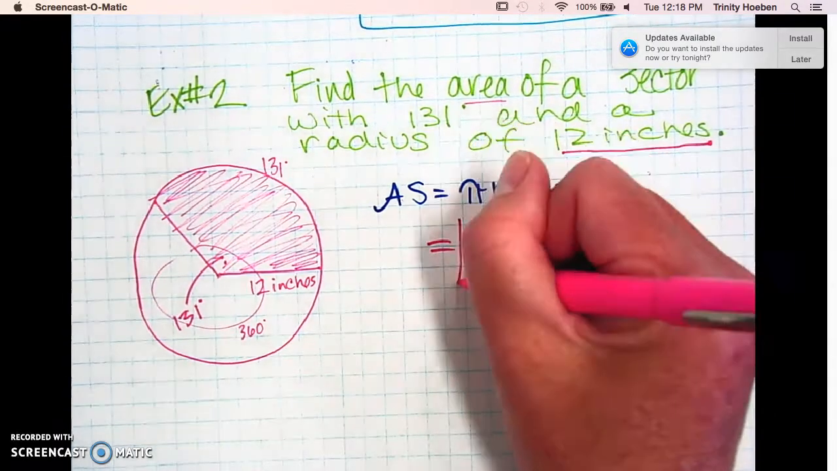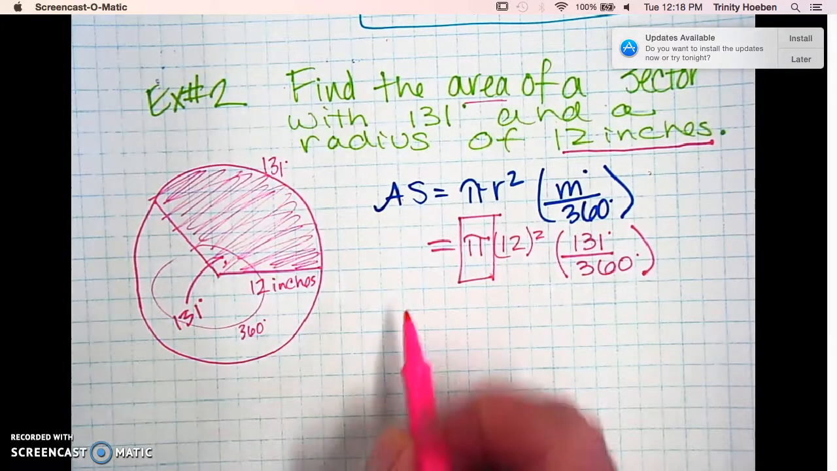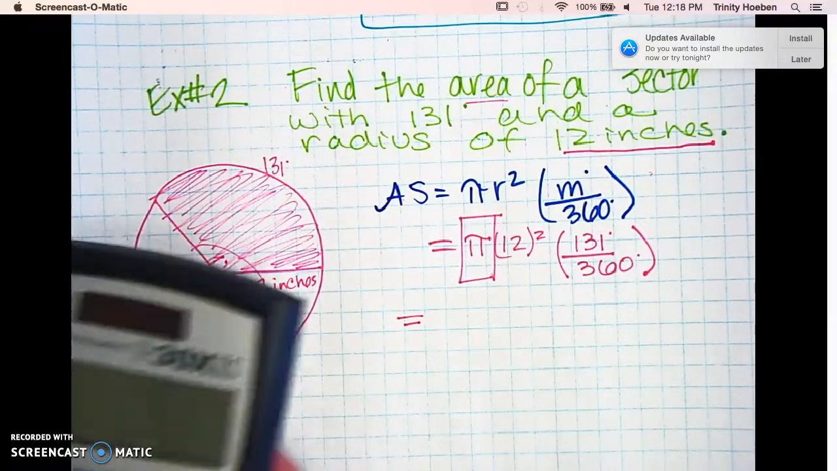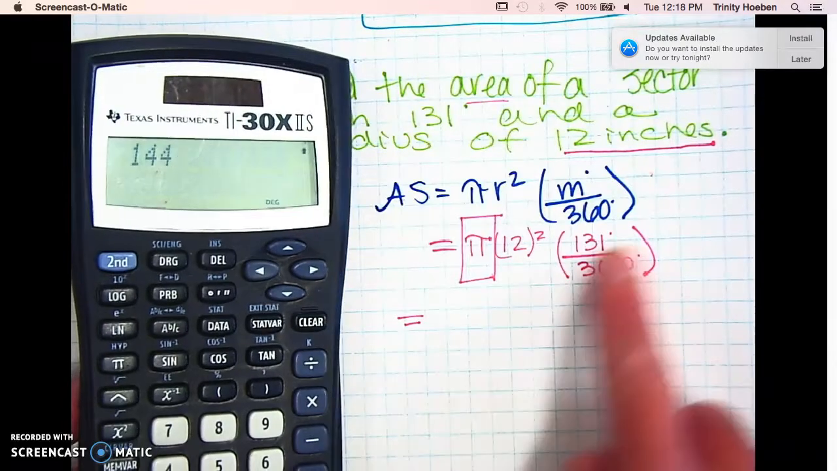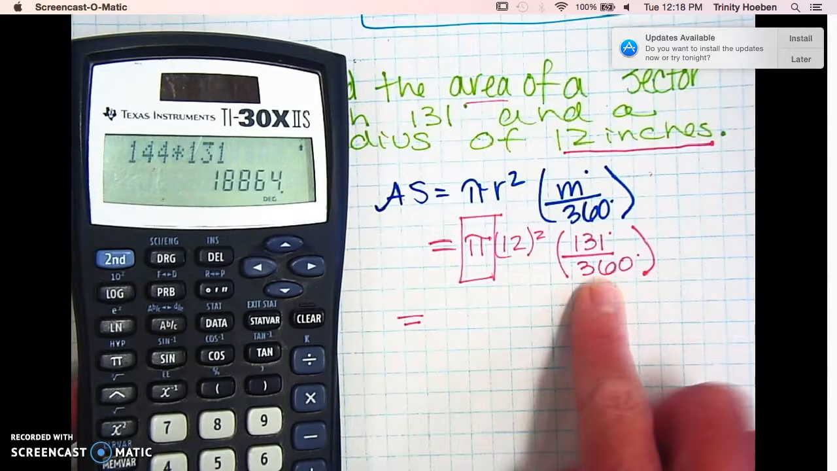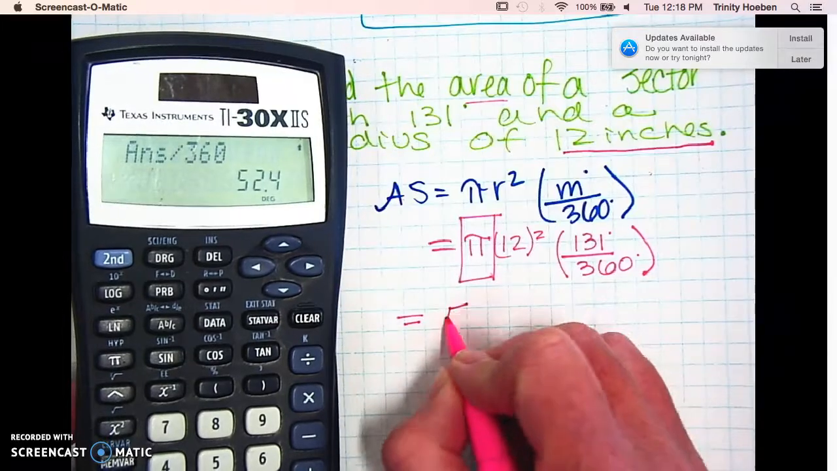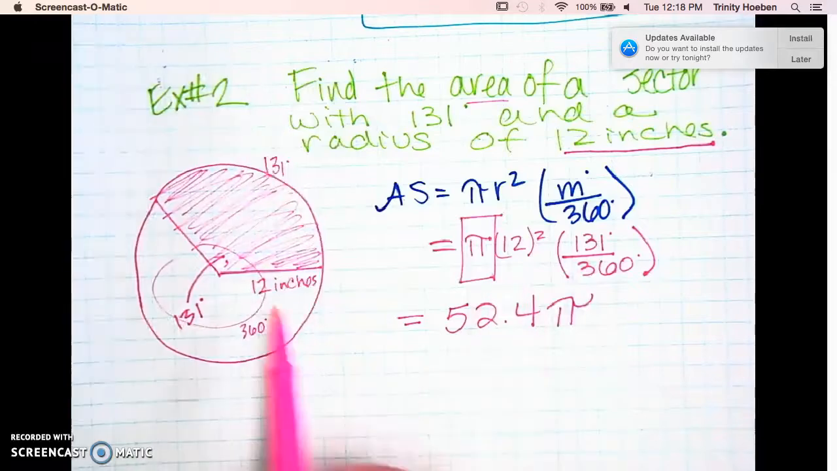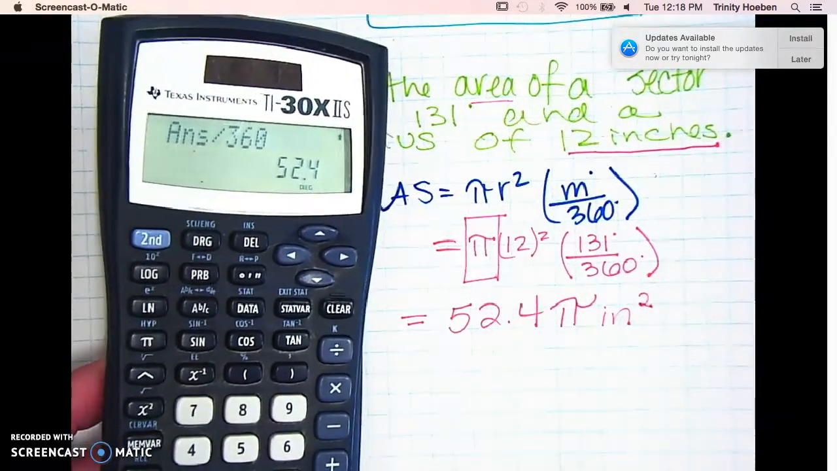Okay, so that's what it looks like all plugged in. I'm going to get my two answers. For the first one, I'm going to plug in everything but the pi button. Don't plug in the pi button just quite yet. Do everything else. If you need to, square your 12 first, but you should get 144 times 131. Then I'm going to divide that by 360, and I've got 52.4 pi. This one was in what? Inches. So inches squared because it's area.